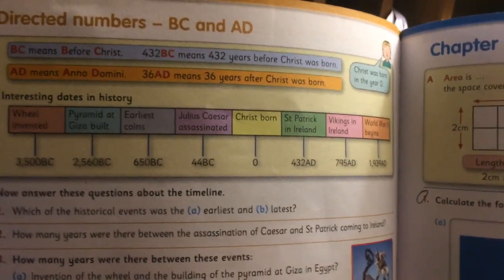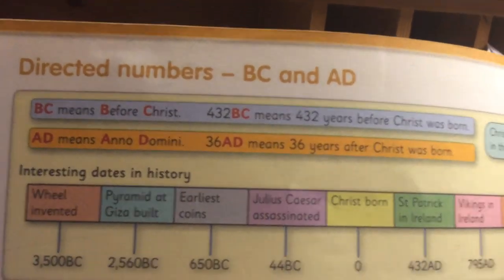Hi guys, so we're on our last day of this chapter. We're on page 124 and we're looking at how directed numbers are used in history.